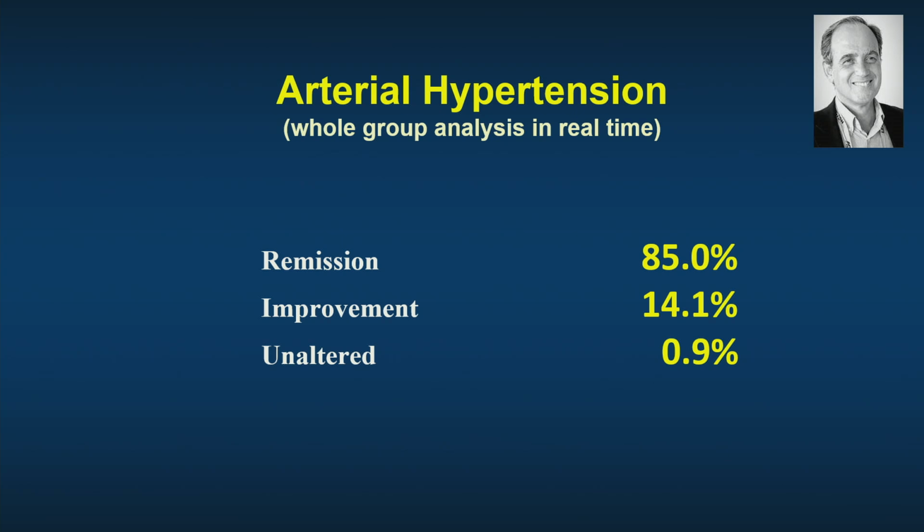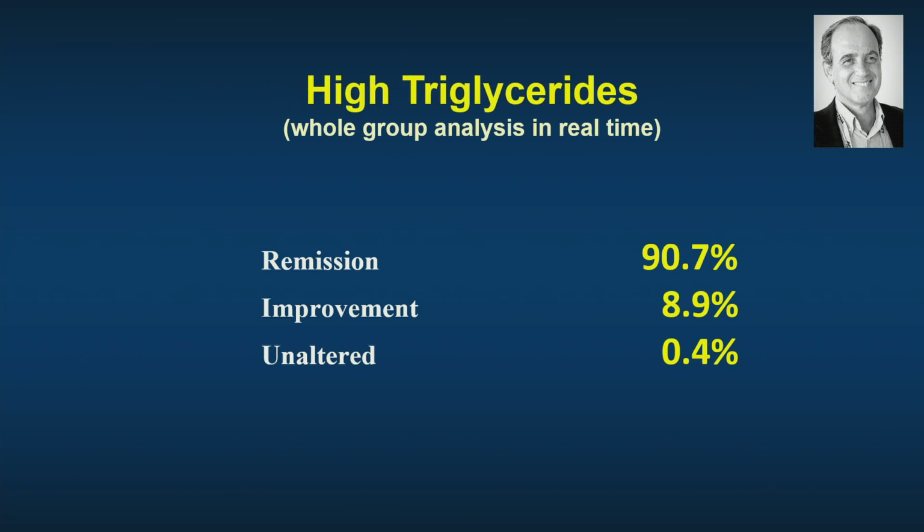Regarding another comorbidity, arterial hypertension, very exciting result, 85% remission, 14% improvement. Also, from the dyslipidemic point of view, the remission of high triglycerides is 91%, very, very exciting, of course.